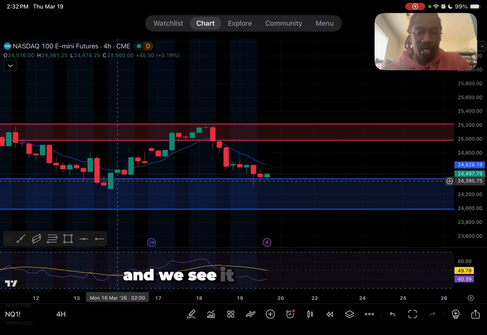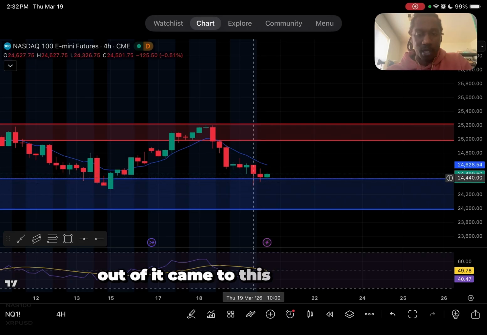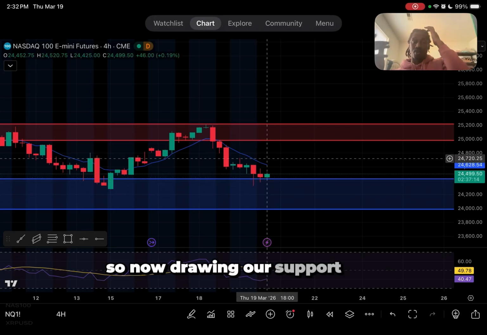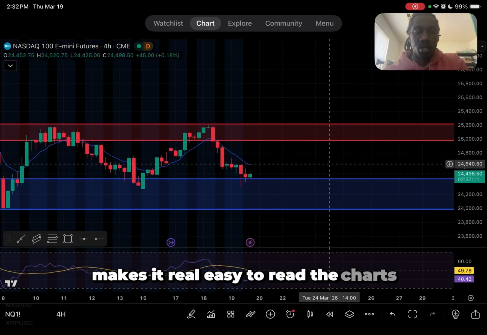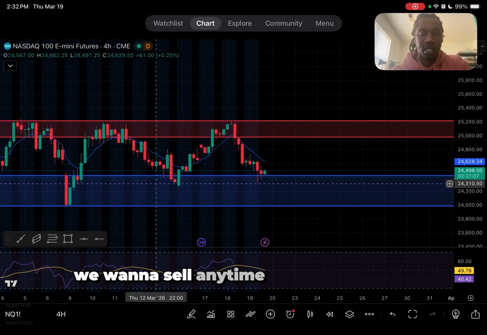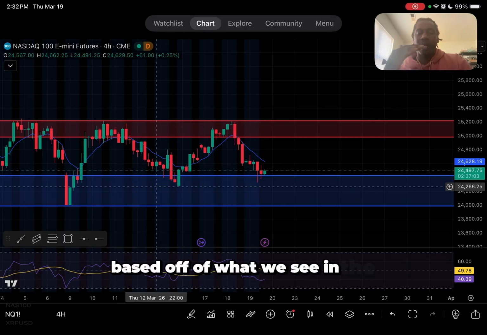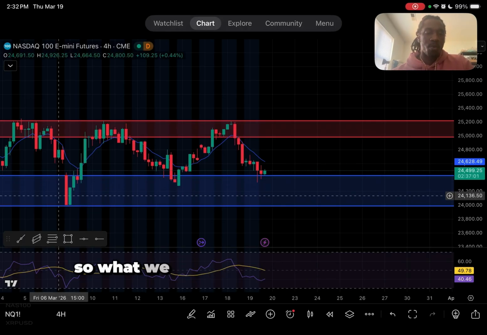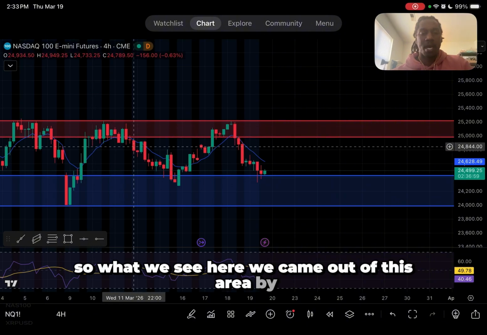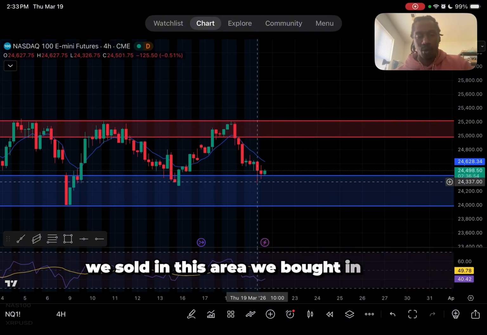Seeing the structure here, we see a clear bearish drop. And we see it get to this area last time. It came up and it was bullish out of it. Came to this area, bullish. So now drawing out support and resistance makes it real easy to read the charts, because now we're just reacting based off of what we see. Anytime we hit a resistance, we want to sell. Anytime we hit a support, we want to buy, for the most part, based off of the confirmations. So what we see here, we came out of this area, buy, we sold in this area, we bought in this area, we sold in this area, we bought in this area.